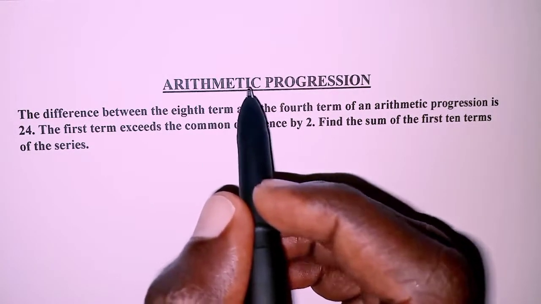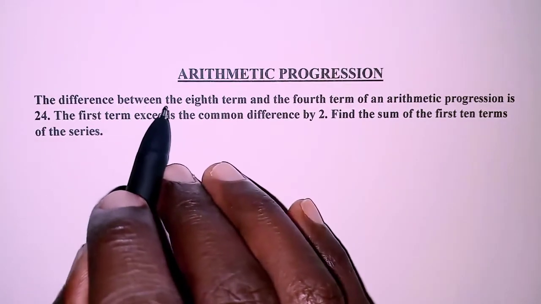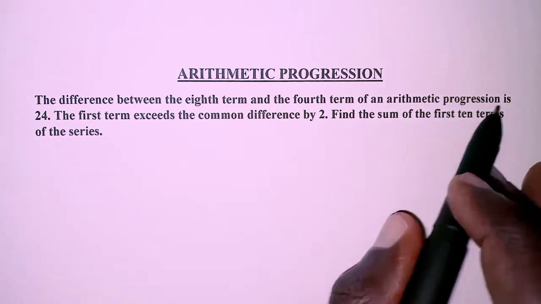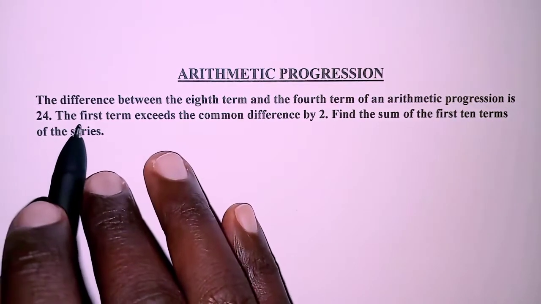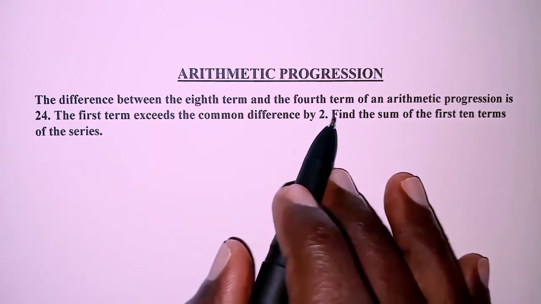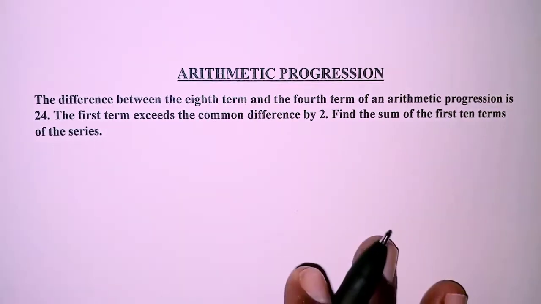The question today is about arithmetic progression, and the question reads: the difference between the 8th term and the 4th term of an arithmetic progression is 24. The first term exceeds the common difference by 2. Find the sum of the first 10 terms of the series.